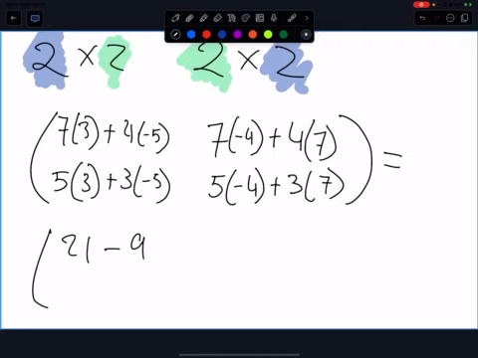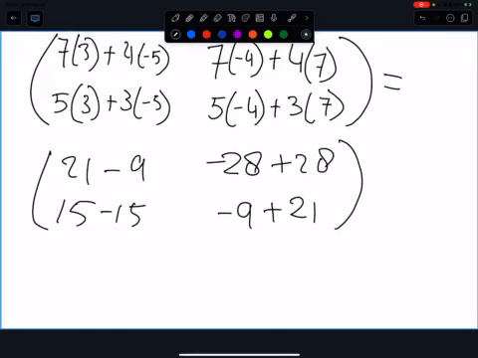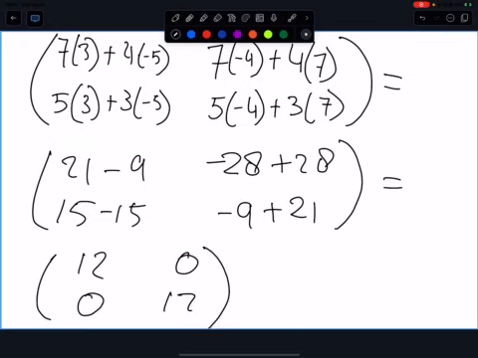21 minus 9. Then 15 minus 15. Negative 28. Minus 9 plus 21. Let's see, the bit of zero. This becomes 8, 12, 0, 0, 12. You can just look at the answers online, on YouTube.